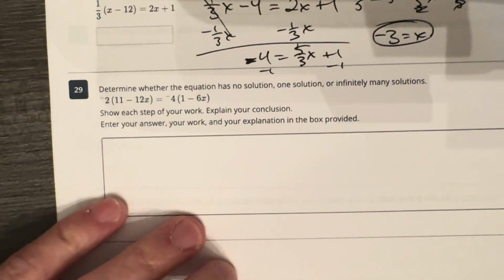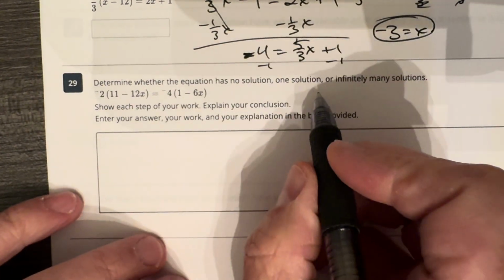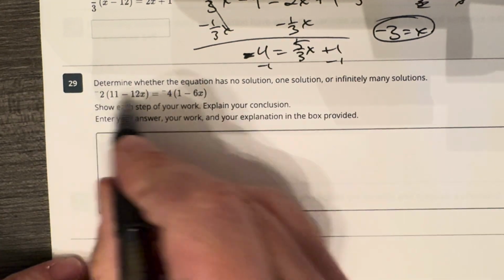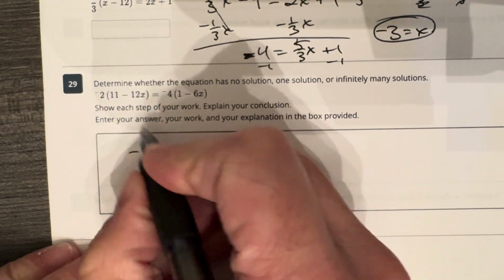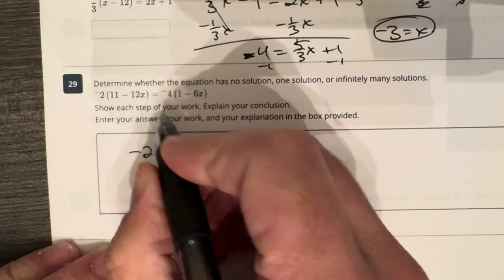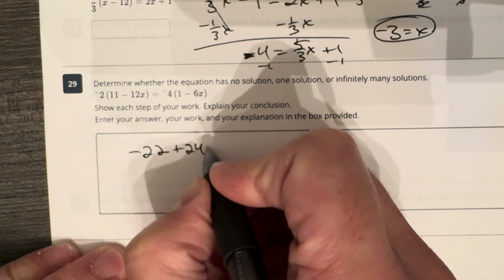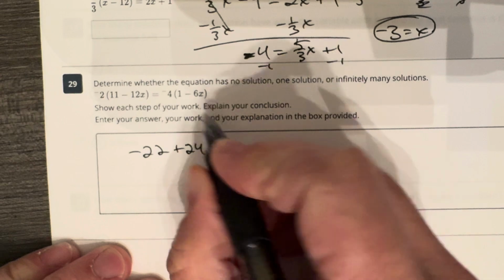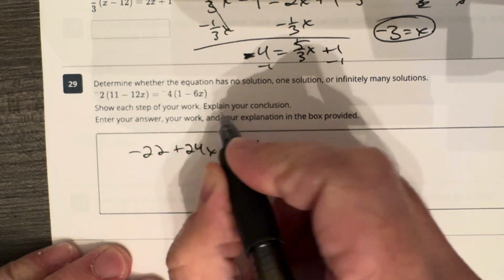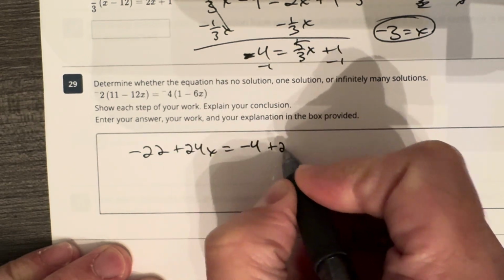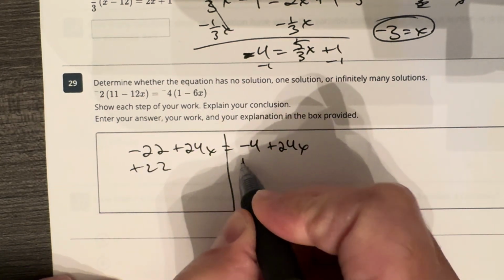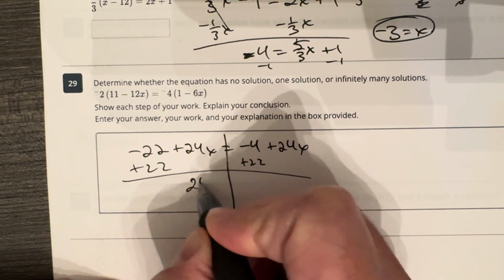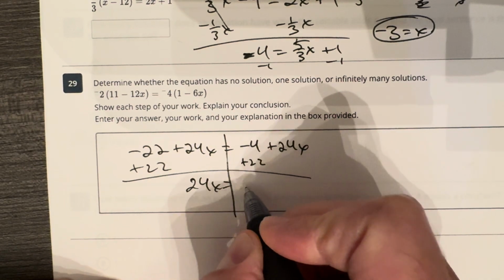Number 29. Determine whether the equation has no solution, one solution, or infinitely many. Okay, these are negative signs. I don't know why they look like that. Negative 2 distributed to 11 is negative 22. Negative 2 times negative 12x is positive 24x. And that's going to equal negative 4 times 1, which is negative 4, and negative 4 times negative 6x, which is positive 24x.